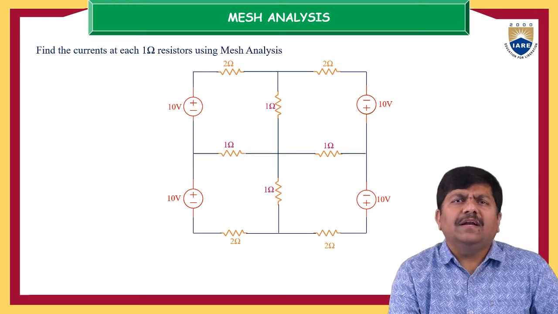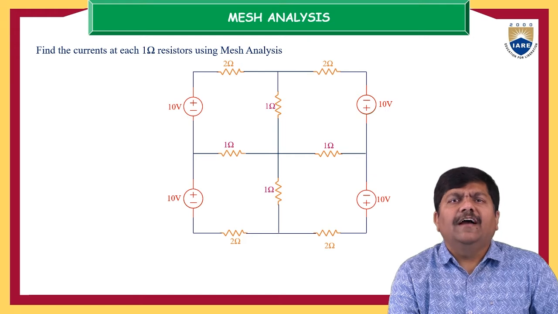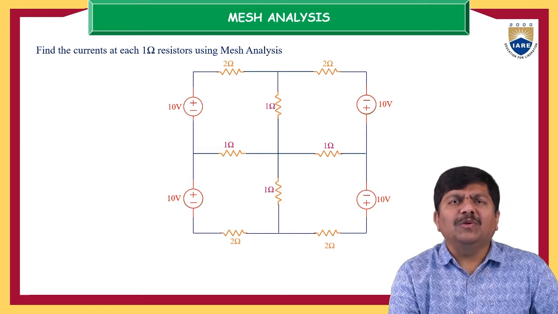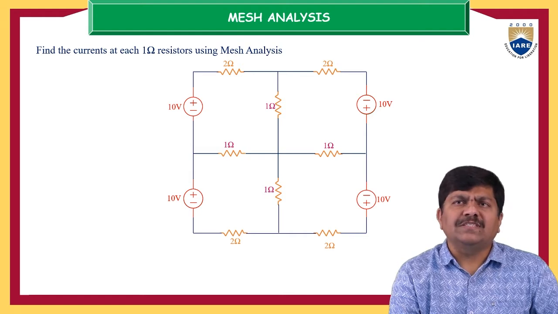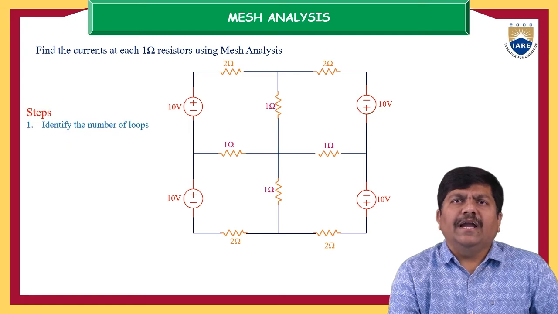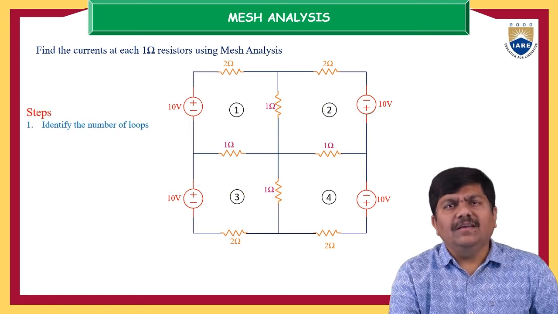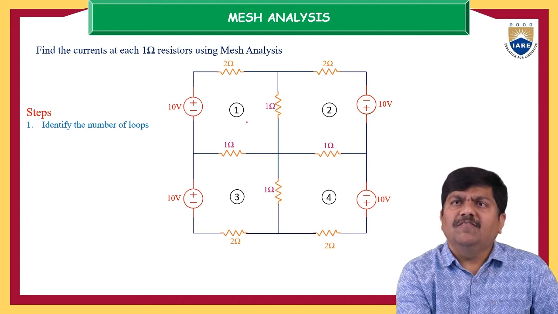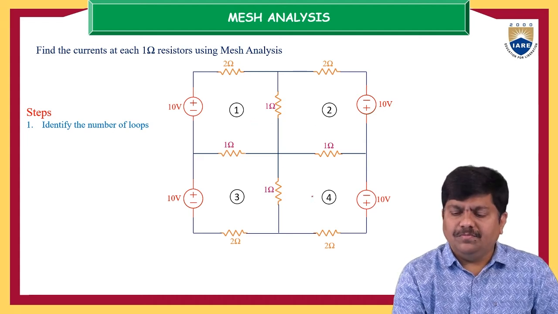So slowly, let us make use of these 5 steps and determine the mesh analysis, and determine what is the current flowing through the 1 ohm resistance with the help of this mesh analysis. So identify the number of loops. Loop 1, loop 2, loop 3 and loop 4. There are 4 loops: 1, 2, 3 and 4.